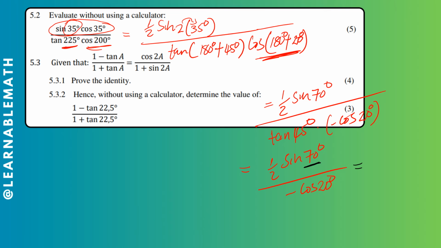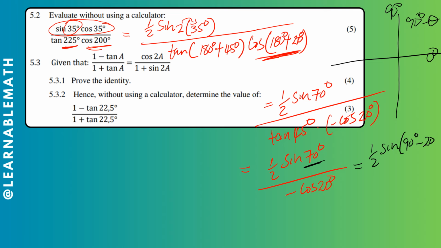So what we can do, we can go to the quadrant where 0 degrees to 90 is the first quadrant, defined by 90 degrees minus theta, right? So obviously I can rewrite sine 70 into sine of 90 degrees minus 20 degrees, because 90 minus 20 will give you 70, divided by minus cos 20. Okay, so this is on the first quadrant.